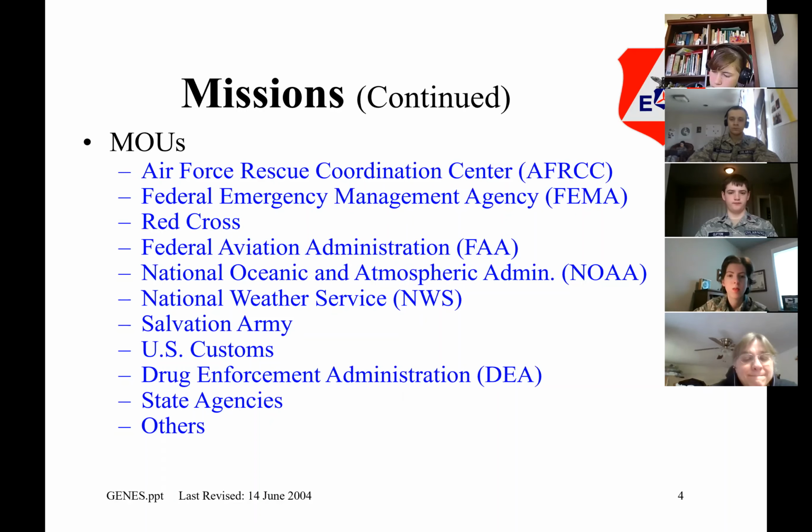FEMA, which is the next one, that's ultimately the umbrella that all these vaccine sites that we're helping at operate under. Individual, whether it's Cowlitz County, I think it's Skamania, the various sites, those local areas call us, but it's under the FEMA umbrella ultimately. Red Cross, if there's flooding, we can assist them in helping. FAA, National Weather Service, Salvation Army, Customs, DEA, state agencies. The PODs have been talking about state agencies.